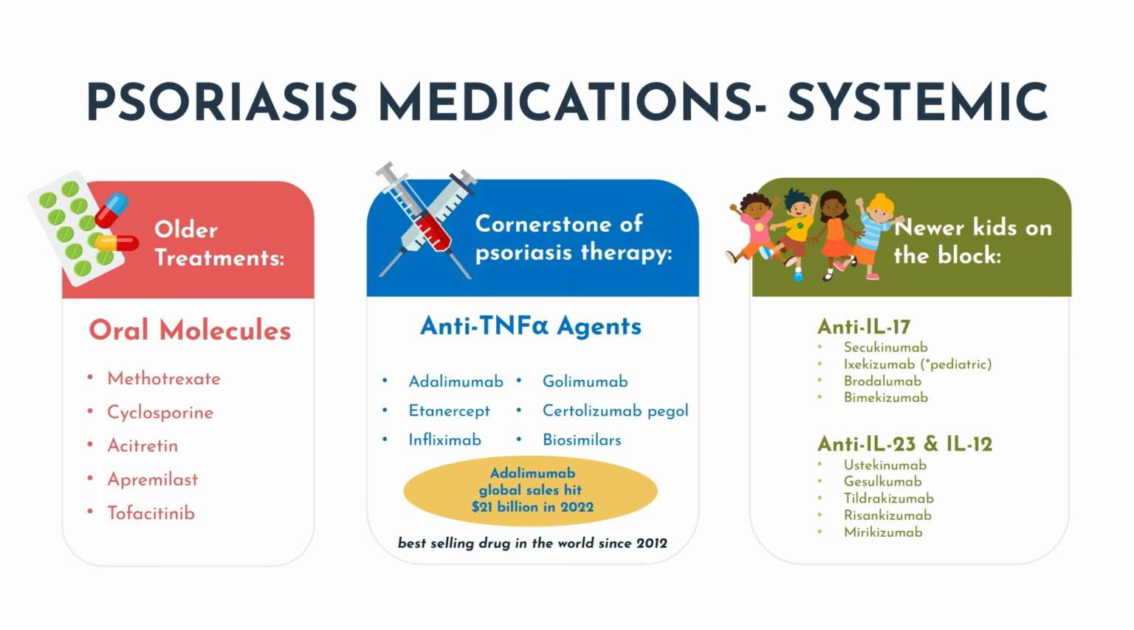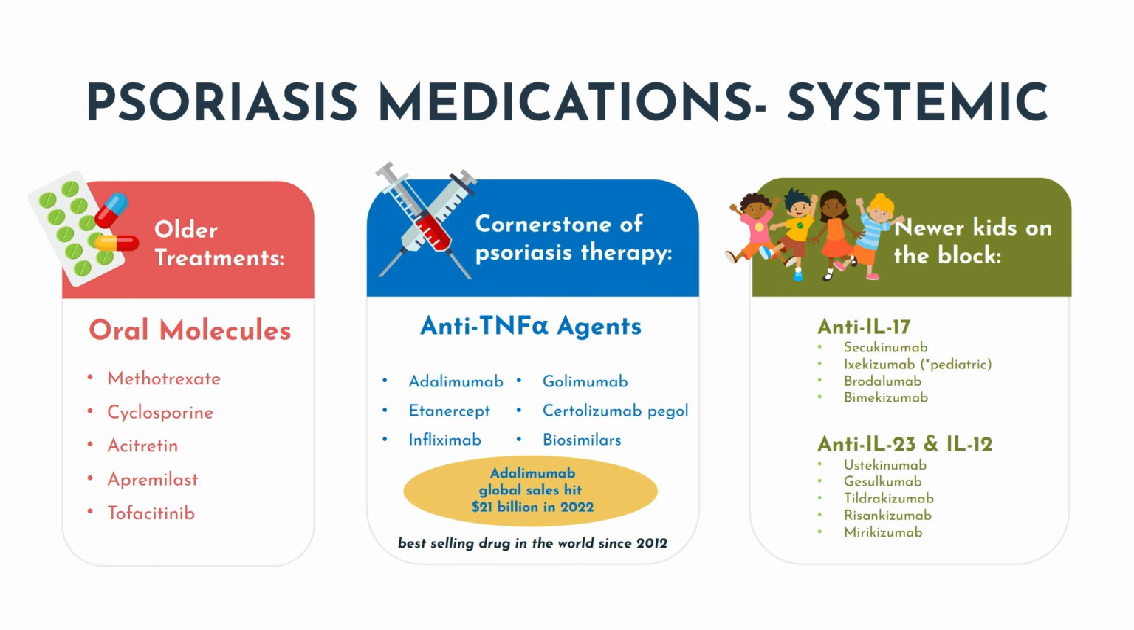Now, the kind of first step in psoriasis therapy is the anti-TNF alpha agents. So something like Humira or adalimumab. And adalimumab has been the best-selling drug in the world since 2012. They had over $21 billion in sales in 2022. It's kind of an astounding number. This is not just for psoriasis, it's for autoimmune and inflammatory issues, but it just tells you how much inflammation there is going on in our society, that the number one drug is an anti-TNF alpha drug.